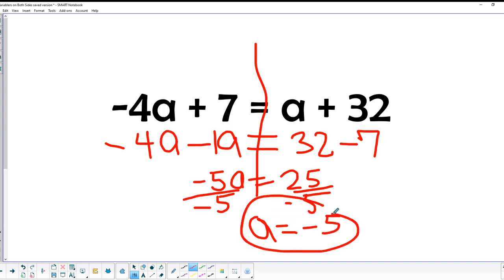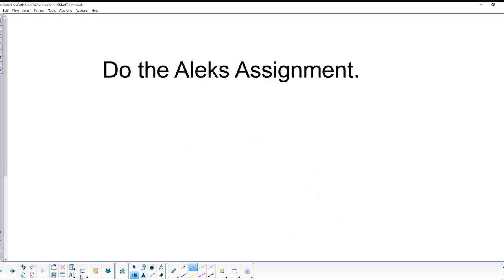So this is just an early, introductory look at solving equations that have variables on both sides of them. So take a look at that and do the ALEKS assignment to see how it works for you.